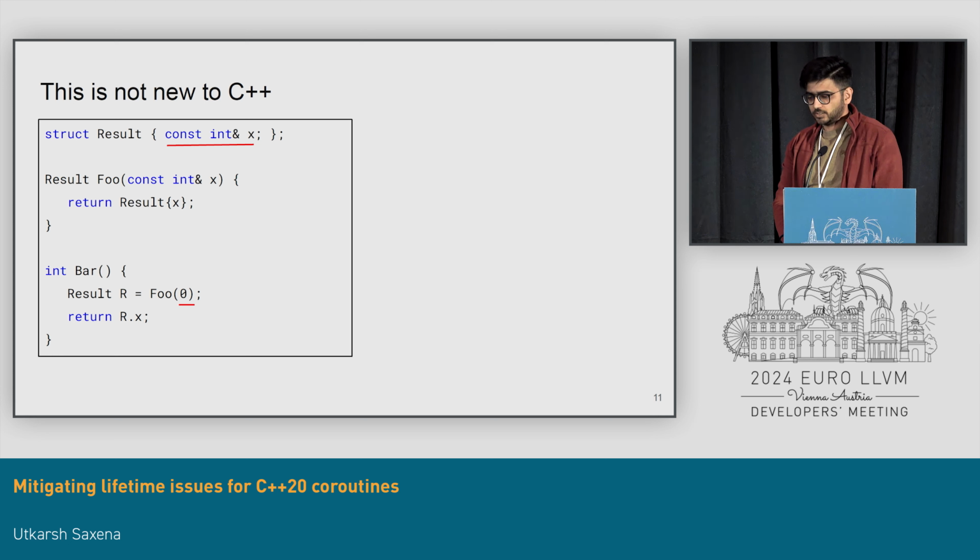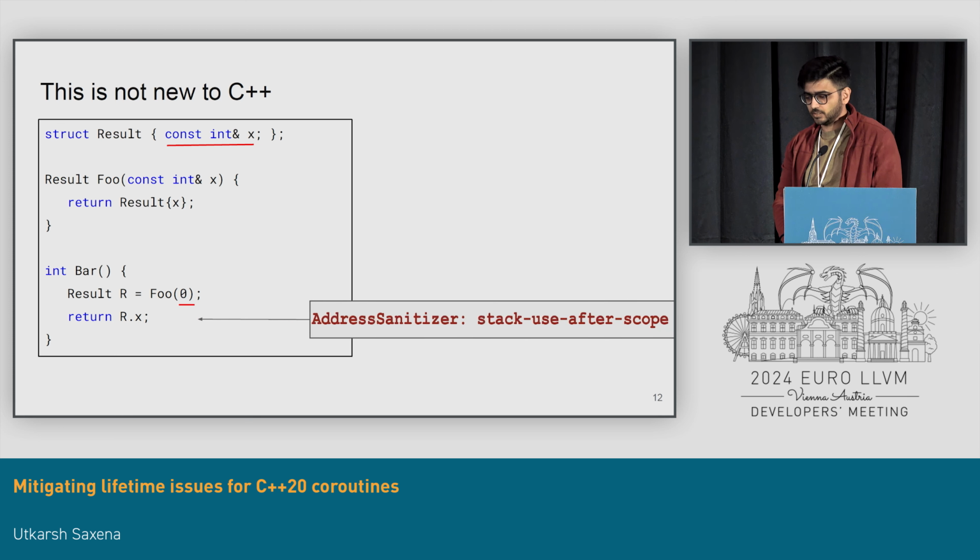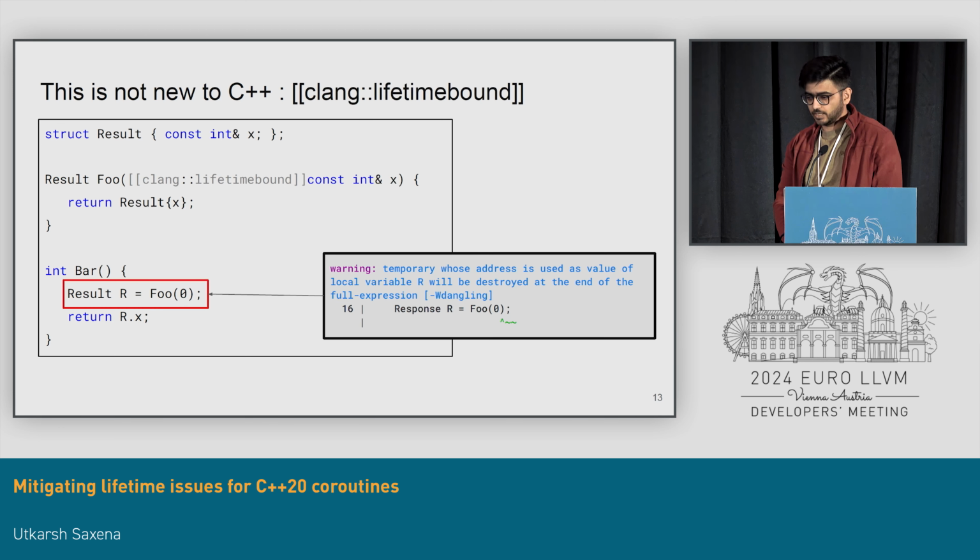And Clang already tries to identify this at compile time using the Clang lifetimebound annotation. So there is a lifetimebound analysis in which you can annotate a particular parameter of a function as lifetimebound. And Clang enforces that whatever argument is passed to this particular parameter should live at least as long as the result, the return object.